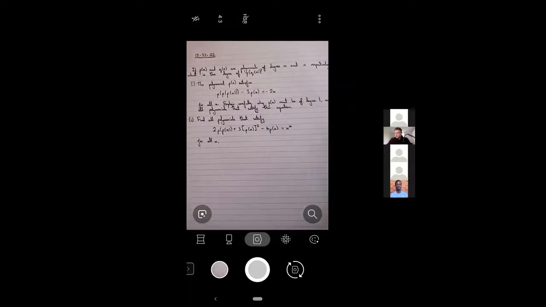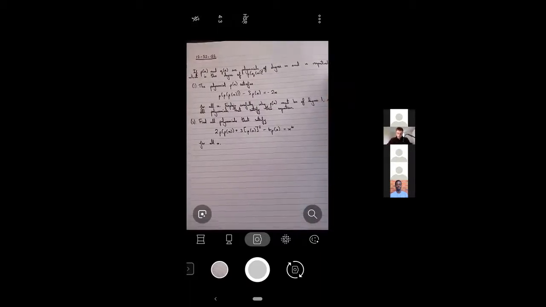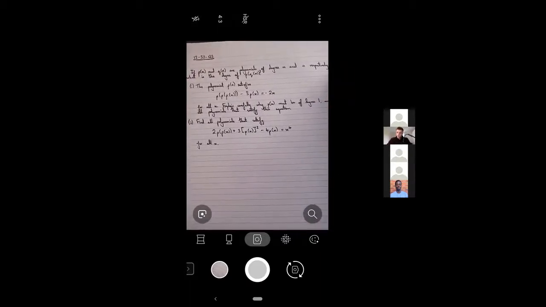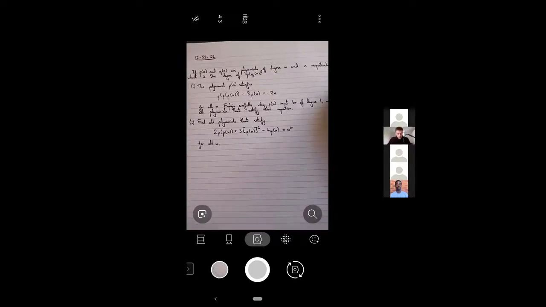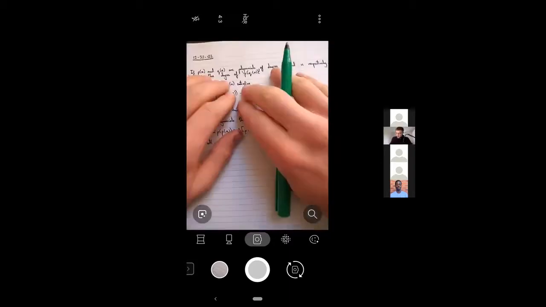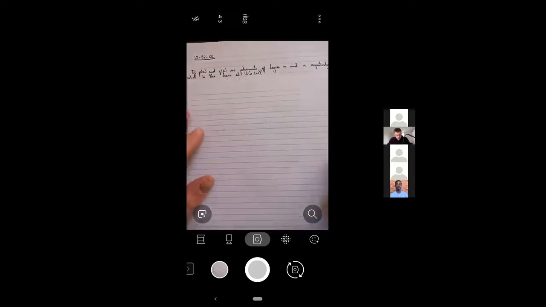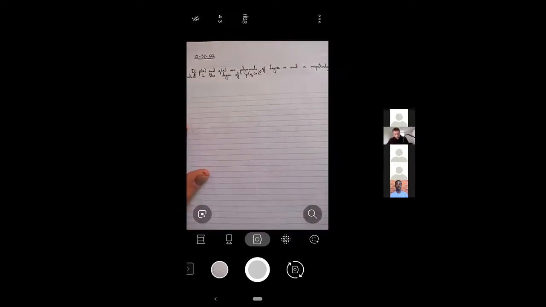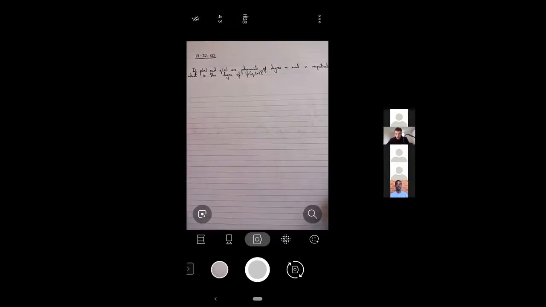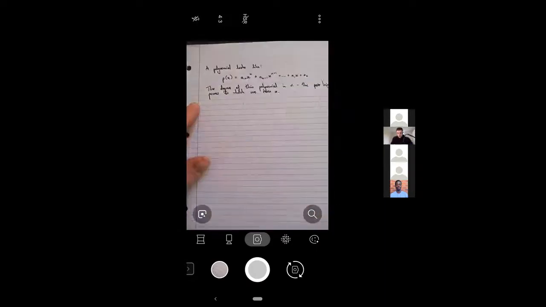It varies from question to question, but it's quite common to see in a STEP question a little preamble that may or may not have a question in it. So in this case, I'm just going to cover this up. The first bit is, if P and Q are polynomials of degree M and N respectively, what's the degree of P of Q of X?